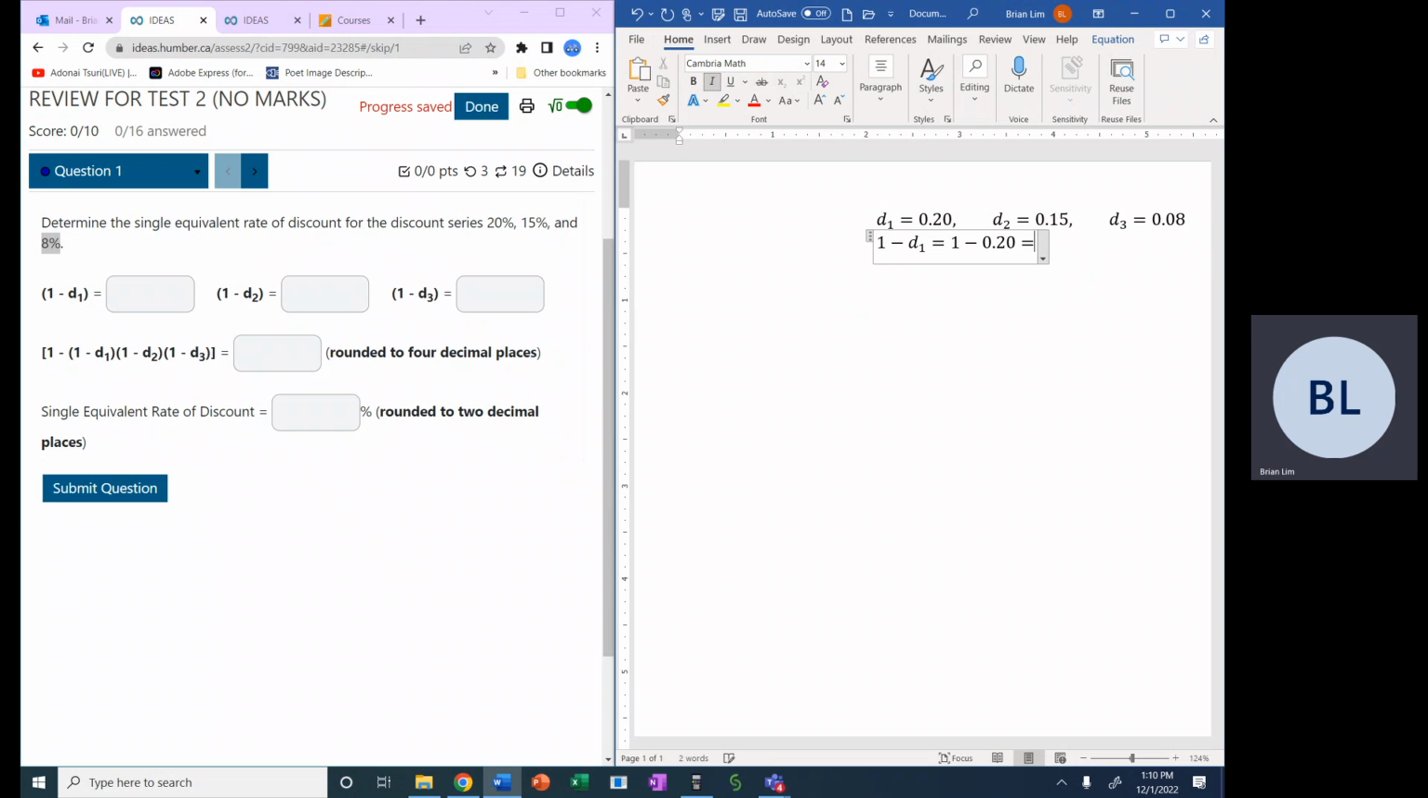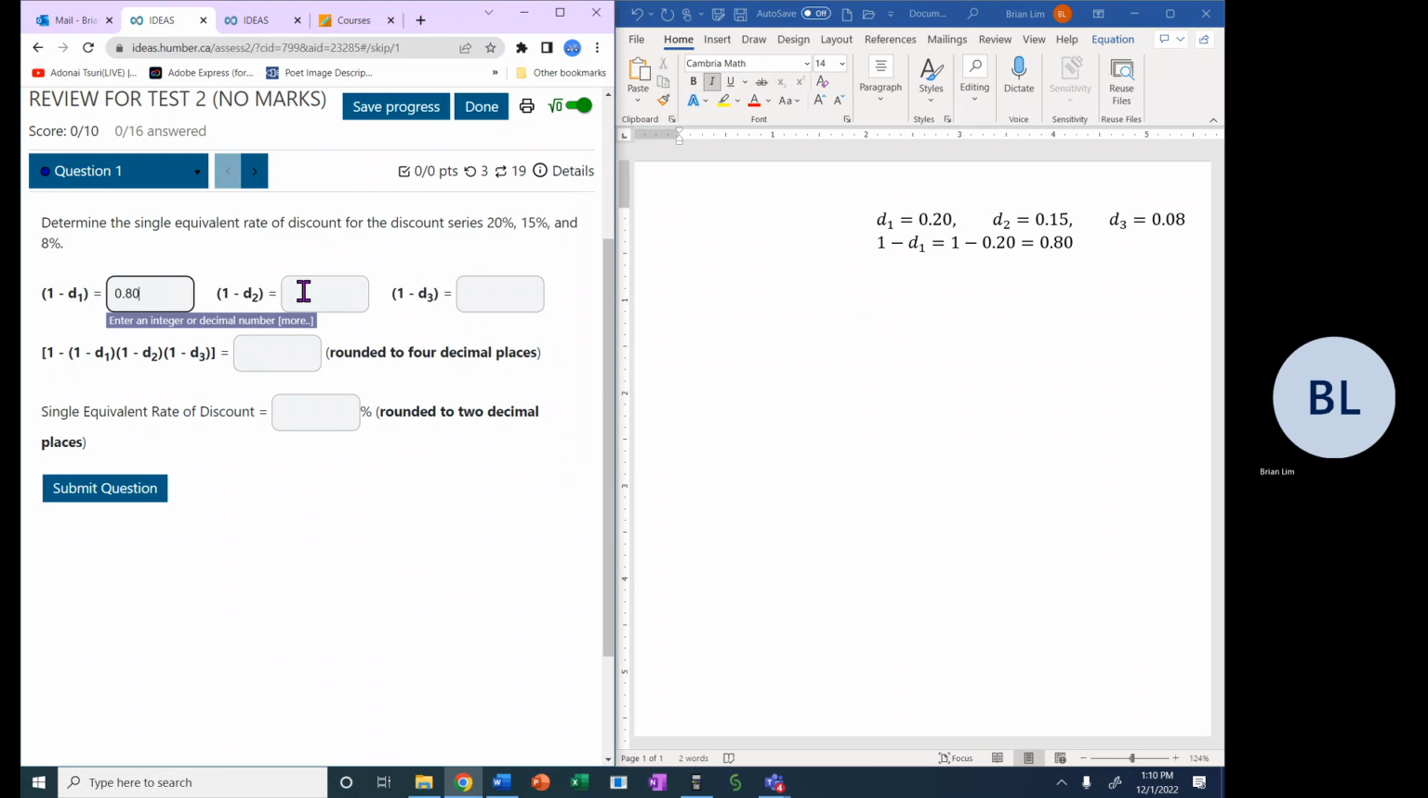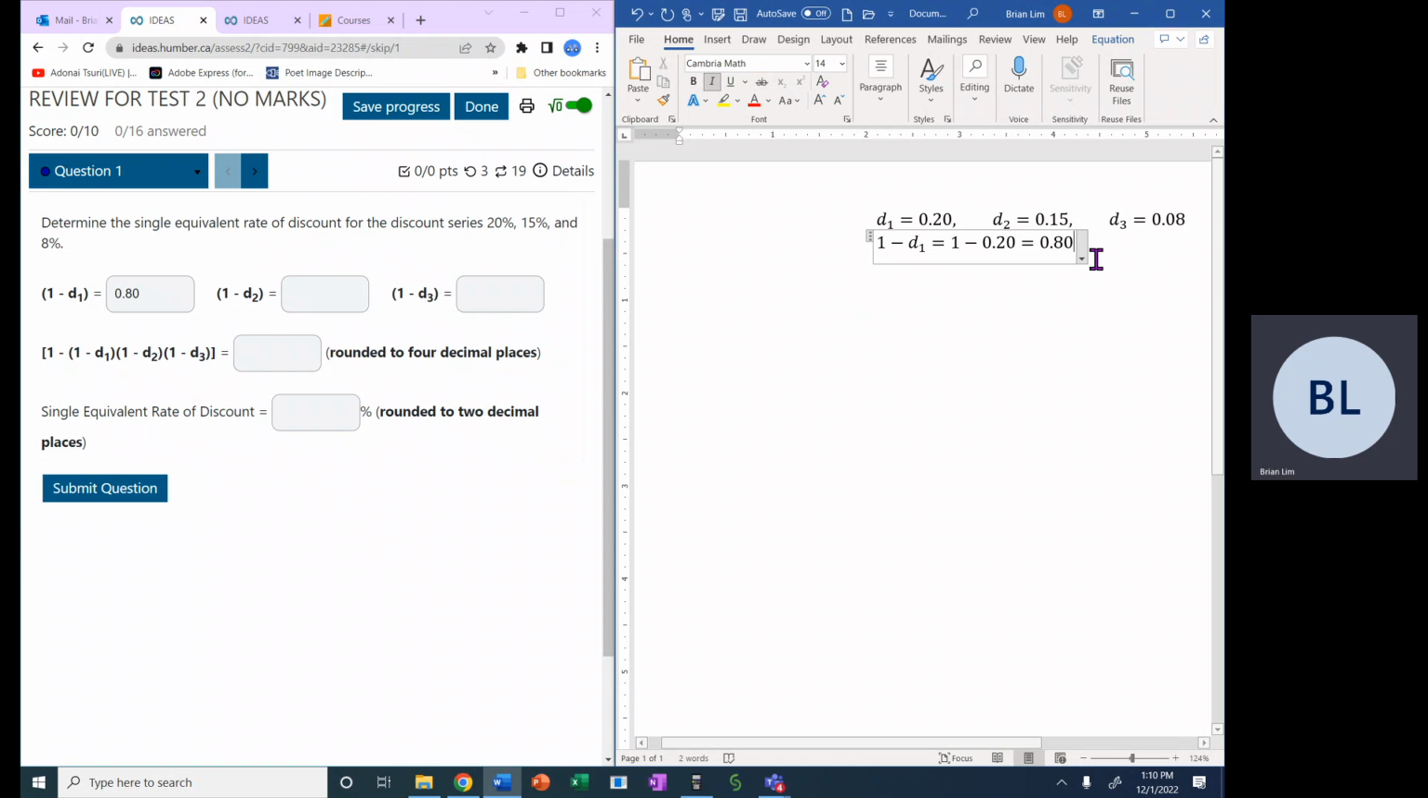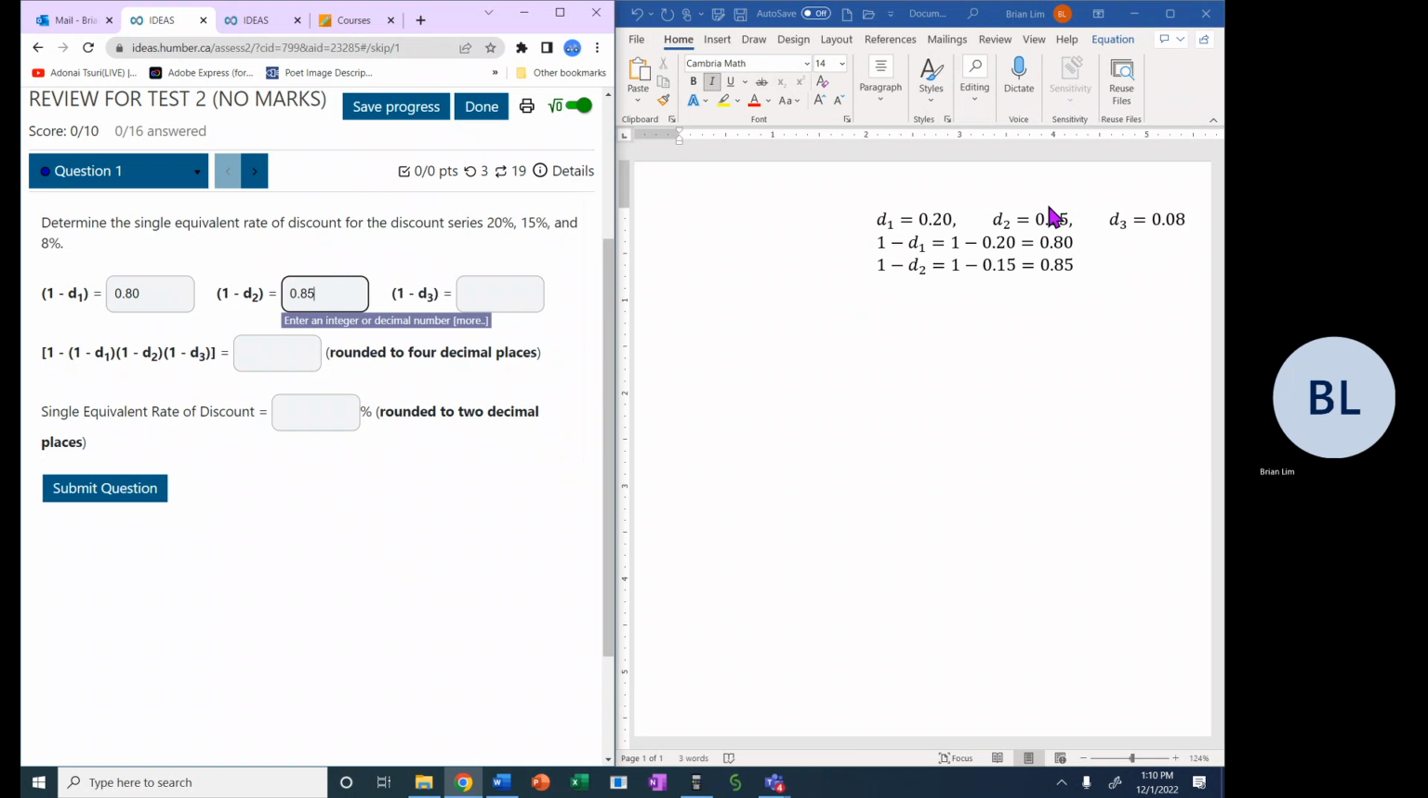So 1 minus D1 would be equal to 1 minus 0.20, which would give us 0.80. Okay, so the number in here would be 0.80. Now we go to 1 minus D2. 1 minus D2 would be equal to 1 minus 0.15, which would be equal to 0.85. So that would be the answer here, 0.85.